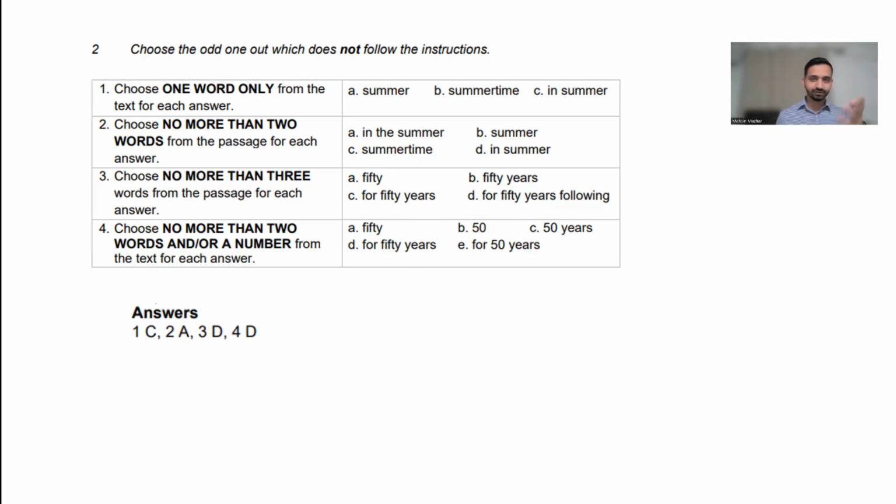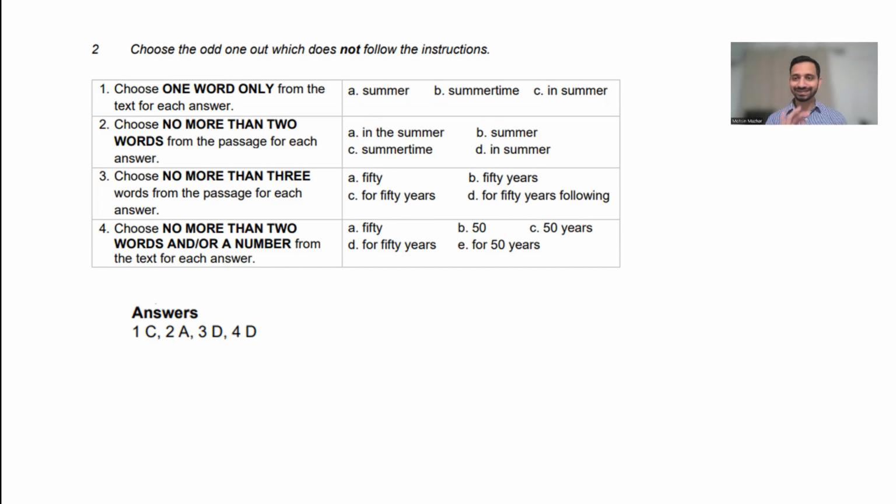All right, let's review the answers. Obviously, number one, it says one word only. So in summertime, you can't write... summertime, by the way, is one word. So you can write summertime. You cannot write in summer. Choose no more than 2 words. Option A is wrong because there are 3 words. Choose no more than 3 words, sorry. The answer number 3 is wrong because it's 4 words. Choose no more than 2 words and/or a number. Option D is wrong because it has more than 2 words, so there are 3 words.